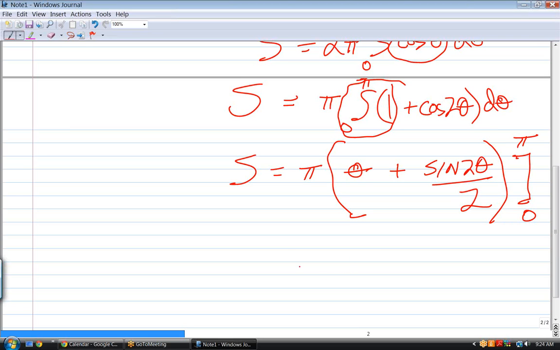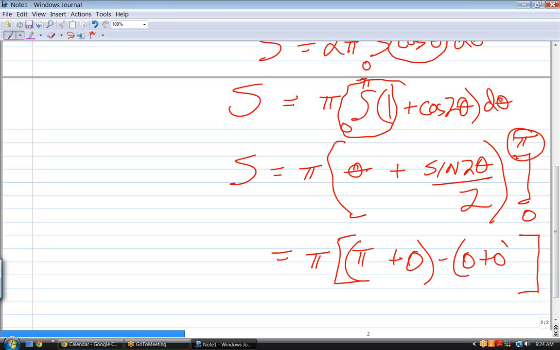Okay, so now if we plug in this for the thetas, we end up with pi times pi. Well, the sine of 2 pi is 0. So pi plus 0 minus 0 plus 0. Pi squared. You don't often come up with an answer of pi squared.